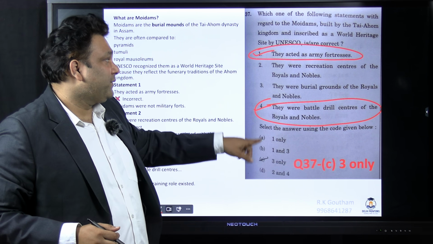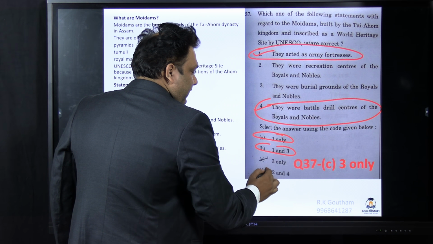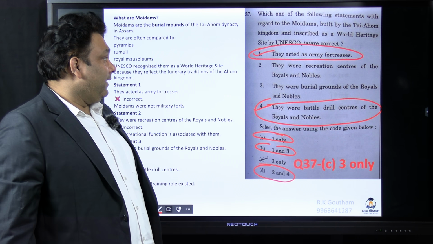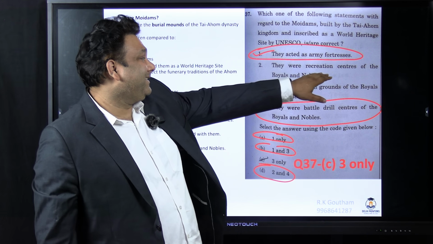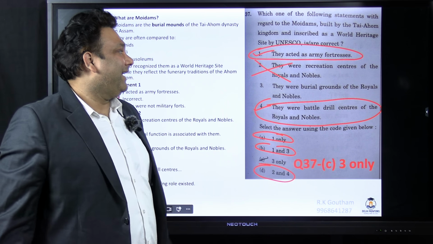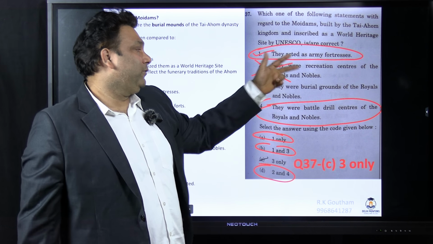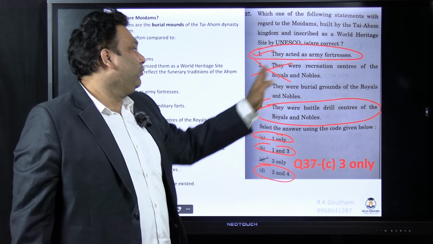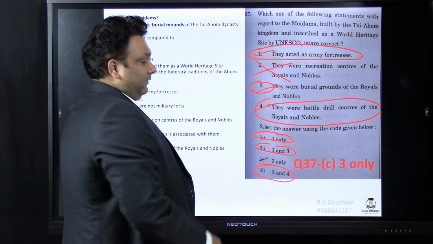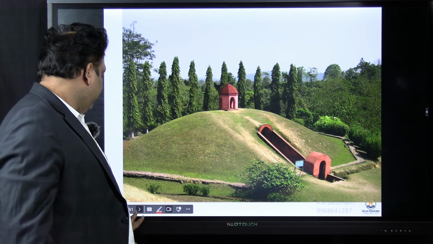Now look at the options, where 1 and 4 is present. So 1 is here and here. So from this itself you will get the answer. Now what are these? They were the recreational centers of the royals and nobles, which is a wrong statement here. See, if this is an army fortress, then why would it be for recreation? These two are contradicting with each other. So statement 2 also you can eliminate. Then what will be remaining is statement 3. So the answer is 3 only. So this is how it looks like. These are the burial grounds.